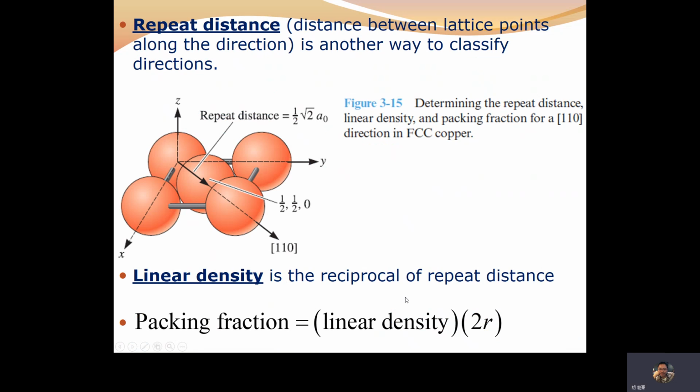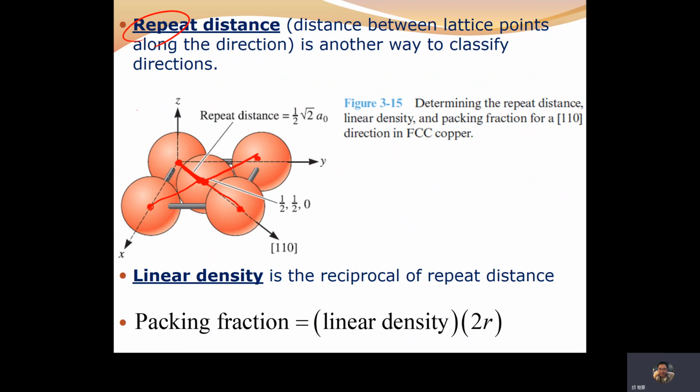And the other way to define the crystal direction is repeat distance. It is the distance between lattice points along the direction, and it is another way to classify the crystal direction. So what is the repeat distance? It is the distance between two atoms that touch. For example, in this figure, the center of this atom and this one touch each other, and this is the repeat distance. This is the repeat distance, and this is the repeat distance.